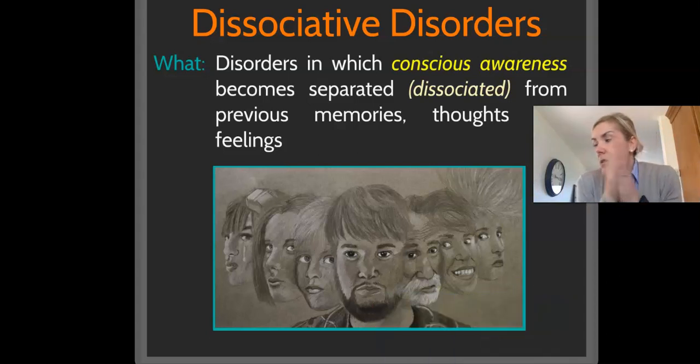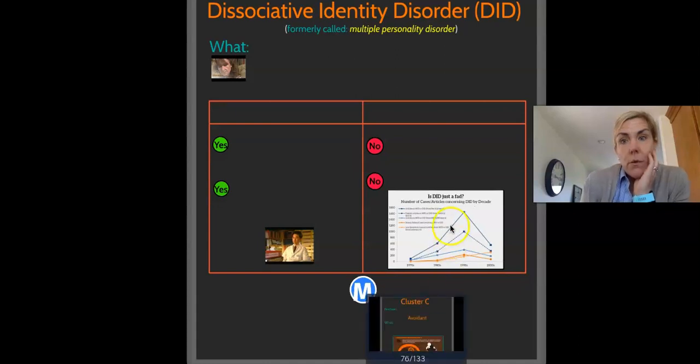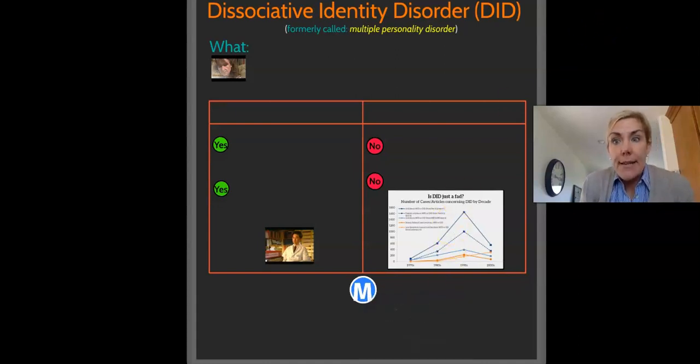So it's this separation from conscious awareness of thoughts, memories, bodily sensations, feelings, or even your identity. It occurs when individuals become dysfunctional or stressed, and then they have this dissociation from it. They can be triggered by stress, anxiety, or traumatic experiences. So the two main dissociative disorders, the first one would be dissociative identity disorder.